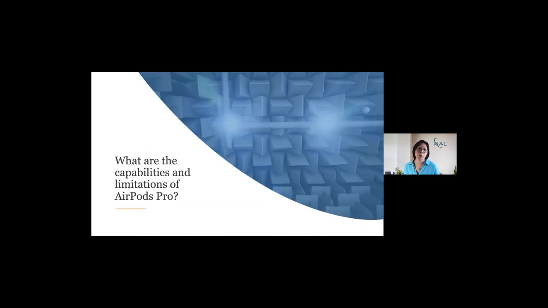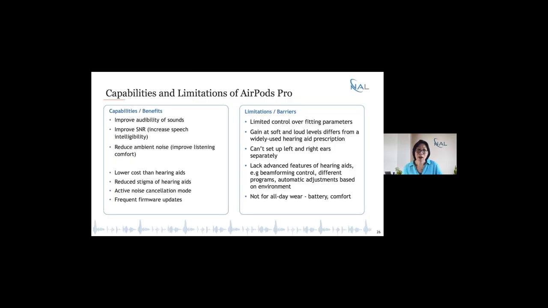So just the last section, what are the capabilities and limitations of AirPods Pro? I've mentioned quite a few of these already. So for capabilities, improved audibility of sound, improved SNR and reduced background noise. Other things to consider, the lower cost than hearing aids, reduced stigma. Some people don't like the look of traditional hearing aids. They have that active noise cancellation mode. And another good thing is that there are frequent firmware updates. So they're constantly getting new features without you needing to do anything extra.